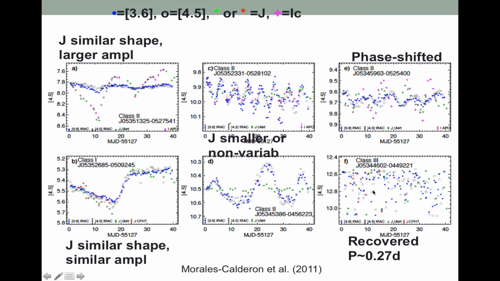This one doesn't look periodic, but it is. It's an old friend of mine. I had found this one for my thesis in Orion. It goes around in about a quarter of a day. It turns out to be an eclipsing binary, not a rotation period.